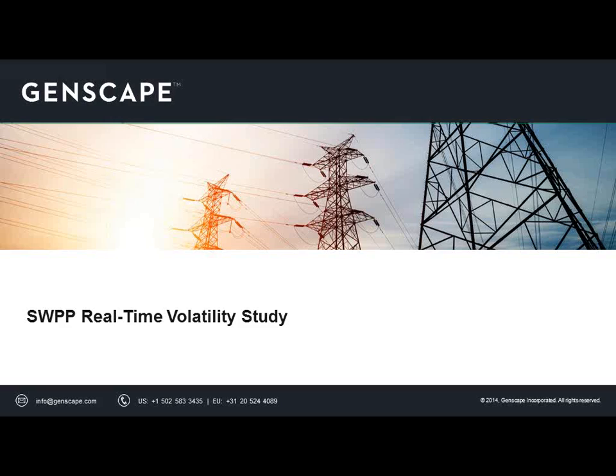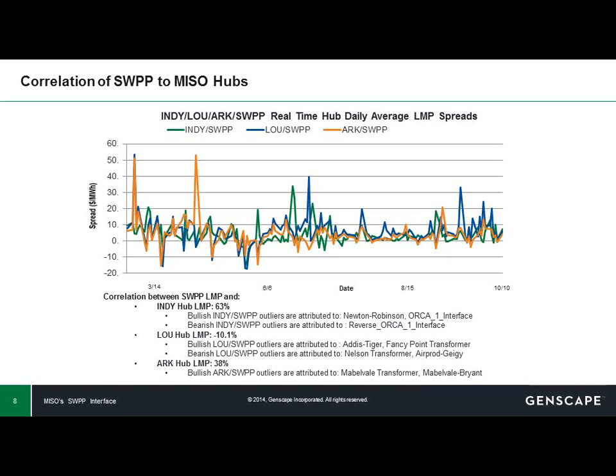So here we look at the real-time hub daily average LMP spreads of Indy versus Swpp, Louisiana hub versus Swpp, Arkansas hub versus Swpp. And what we found was that the correlation between Swpp and Indy is 63%. Swpp and Louisiana is negative 10%. Arkansas hub versus Swpp is 38%. So based on the correlation, we can conclude that the correlation is weak based on the outliers within the data set.